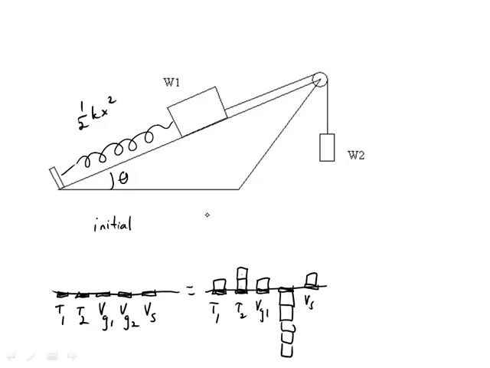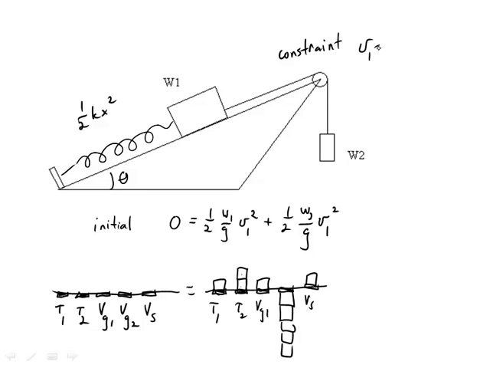Next step, let's put energy equations with our energy bar graphs. I have 0 on the left. That's going to equal 1/2 mass 1, which is W1 over g, times the velocity of 1 squared, plus T2, that's 1/2 the weight 2 divided by g, because I have to use masses, not weights, times the velocity of 2, but the velocity of 2 is the same as the velocity of 1. The constraint of this chord requires that V1 equals V2, plus W1 times how far it rises.